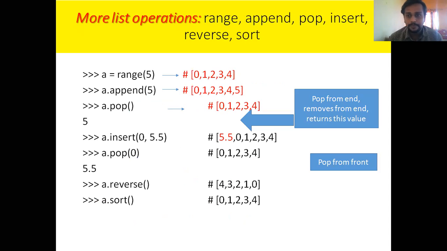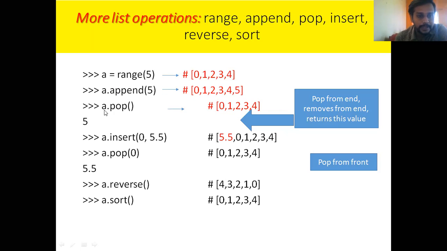We don't need to write a separate program for sorting or reversing the numbers. Directly we can do it, so compared to other languages, it is quite easier in Python. We have written a equal to range of 5, meaning the values 0, 1, 2, 3, 4, up to 5 elements are inserted in the list. A dot append of 5, so we inserted one more element, 5. So 0, 1, 2, 3, 4, 5. Now the elements in the list are 6.